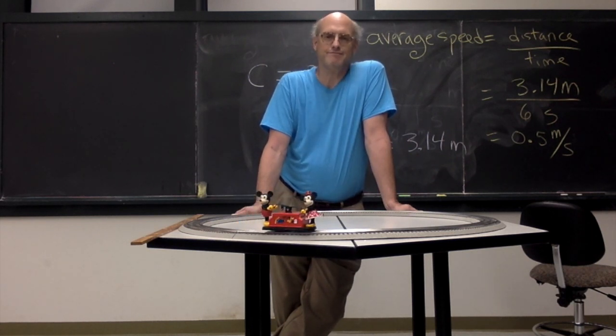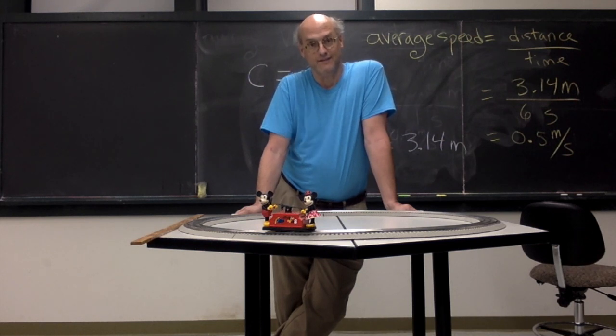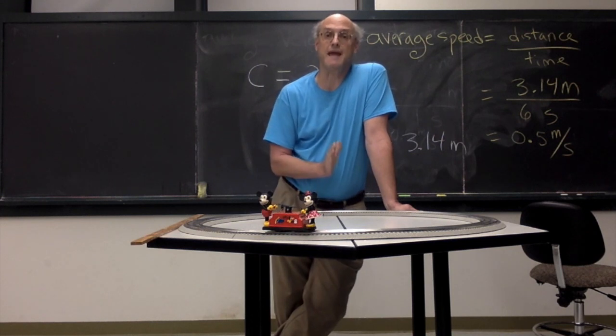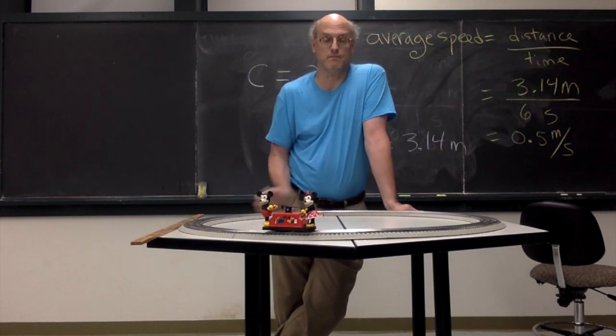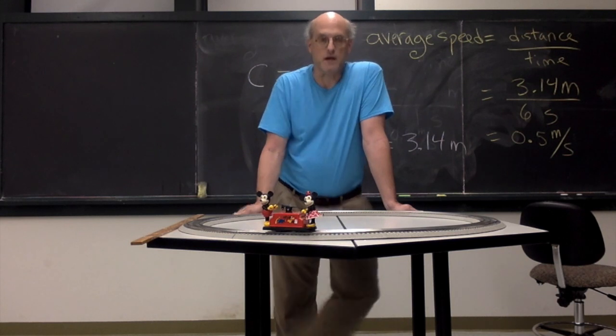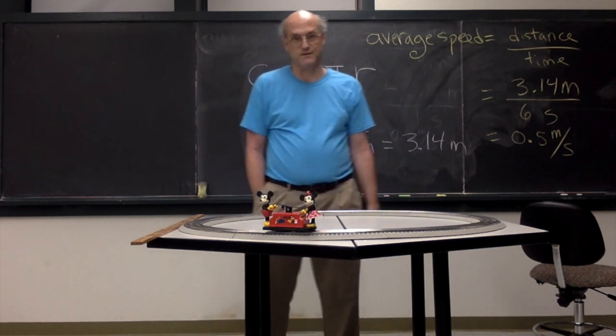So what did you get? Well, I hope you got 0 meters per second for the average velocity, right? I said once around the circle. So that means it ended up where it started from. So it was displaced 0 meters. So the average velocity is 0 meters per second, whereas the average speed is 0.5 meters per second.